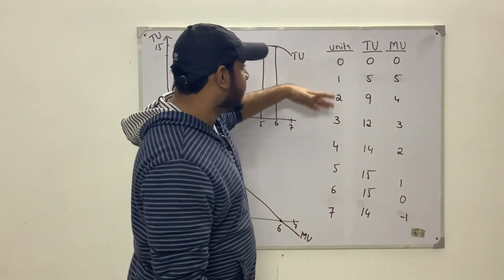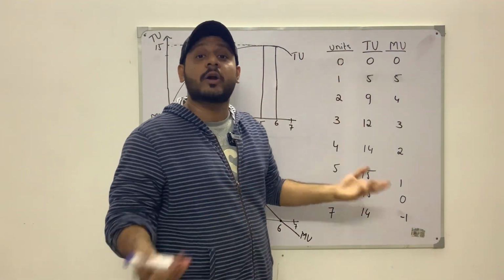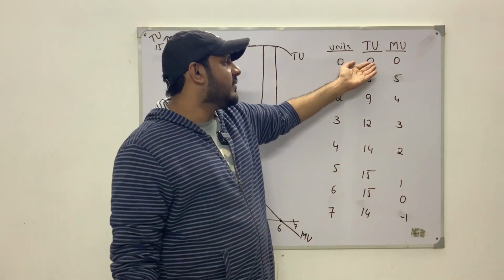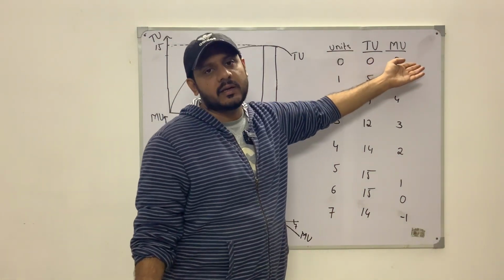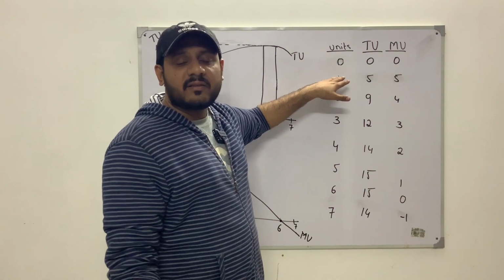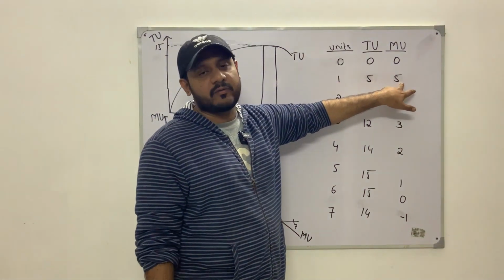Okay guys, so basically let's say that if you're consuming 0 chocolates, that is 0 units, we're not consuming anything basically. So obviously we won't get any total utility because we're not consuming anything, neither any additional utility, right? So guys, the first chocolate gives us a utility of 5 utils, and the marginal utility of 5 utils as well.